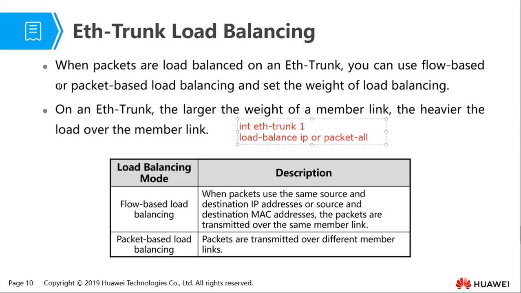By default, packets are load balanced on the IP address of packets. So that is flow-based. When you use the option IP, you use flow-based. When you use packet all, you use packet-based. But by default, they are forwarded using that particular method. Okay, so I hope that is clear. Let's go ahead.